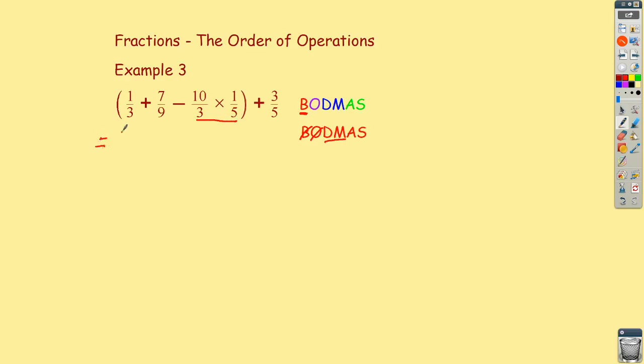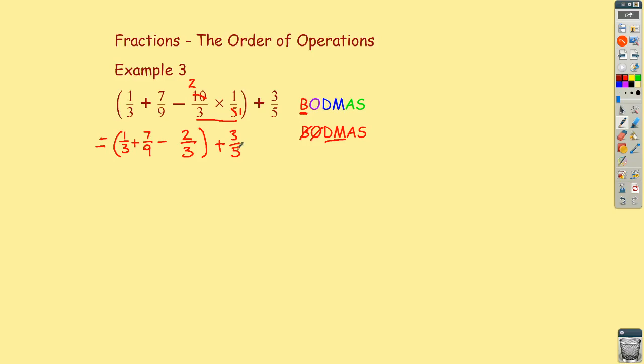Our next line is going to be 1 over 3 plus 7 over 9. Take away, and then we've got this here. We can simplify before we get started because the 5 and the 10 will cancel to give you 2 and 1. Okay. 2 times 1 is 2, 3 times 1 is 3. Can't promise it'll all be this easy when the time comes, but just to illustrate the point.